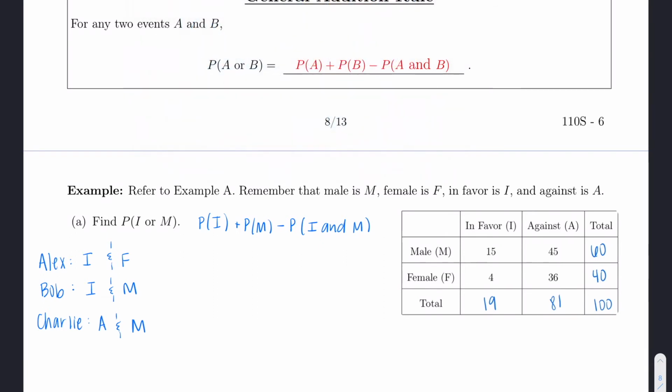And so moving on, we can actually find each one of these 3 probabilities. The probability of being in favor, that's 19 out of 100. The probability of being male, that is 60 out of 100. The probability of being both in favor and male is 15 out of 100. Since all of these fractions have the same denominator, I can just work with them, and so 19 minus 15 is 4, so this is going to be 64 out of 100, or 0.64.